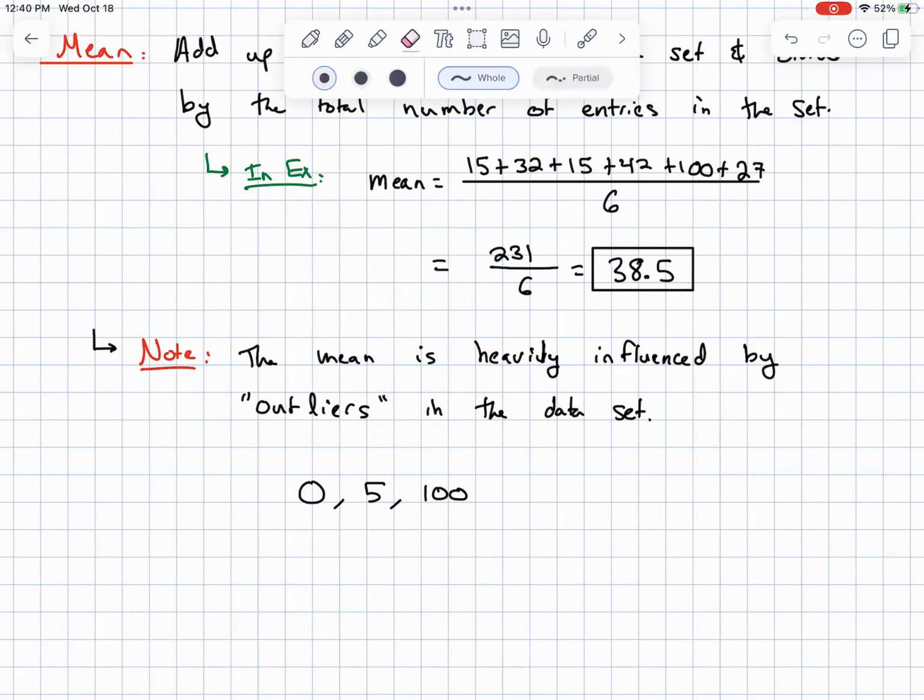This is very, very common, and we'll do an example a little bit later. This is a very common tactic that businesses use to say that their average salary is so good.